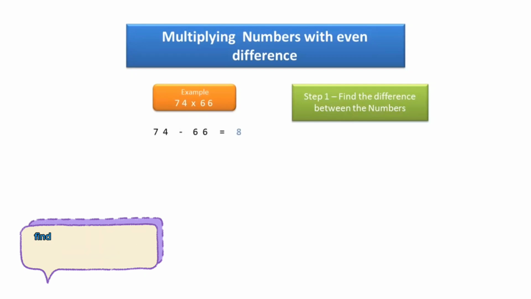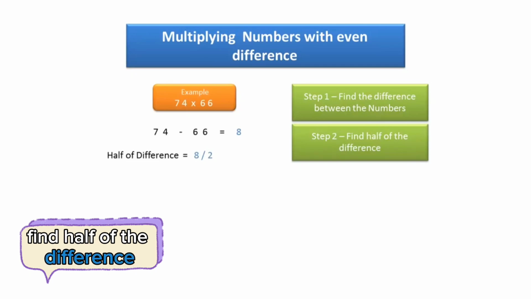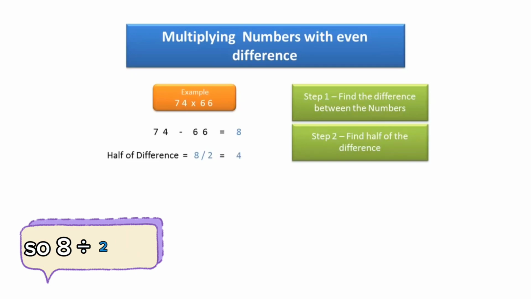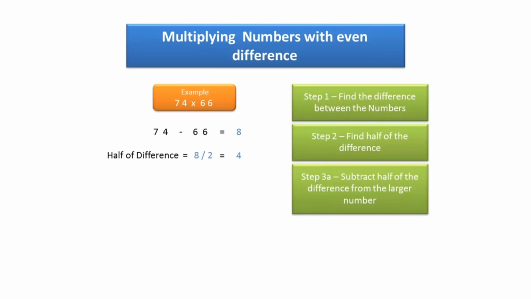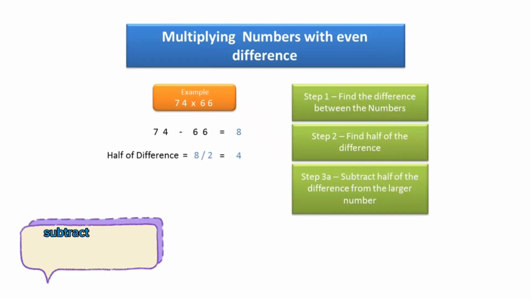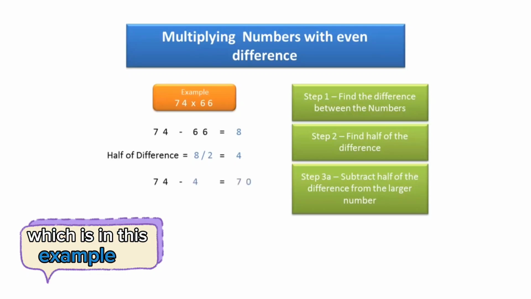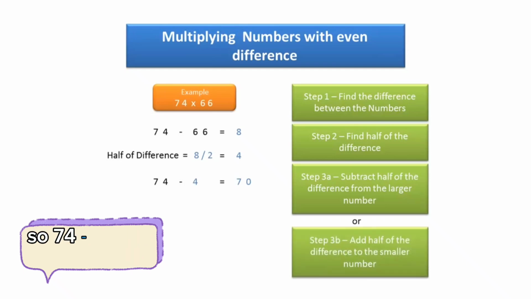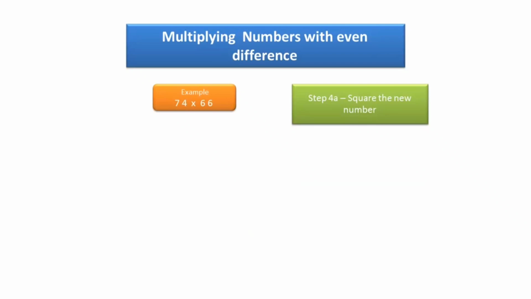Step 2. Find half of the difference. So 8 divided by 2 is 4. Step 3. Subtract half the difference from the larger number, which is in this example 74. So 74 minus 4 equals 70. Or you can also add half of the difference to the smaller number, which is 66. So 66 plus 4 equals 70.